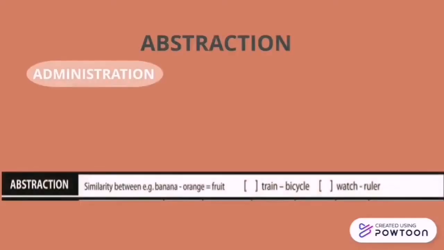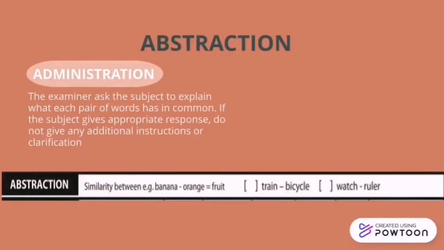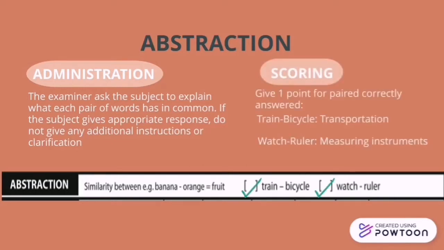For abstraction, the examiner asks the subject to explain what each pair of words has in common. If the subject gives an appropriate response, do not give any additional instruction or clarification. Give 1 point to each item pair correctly answered.